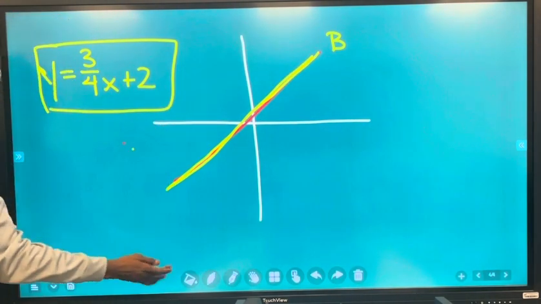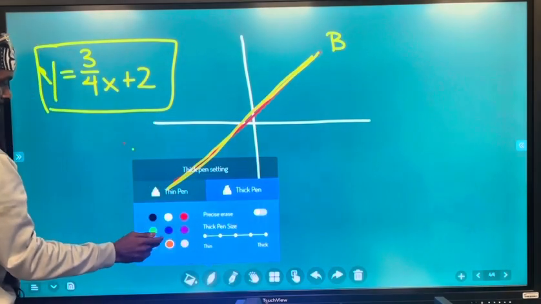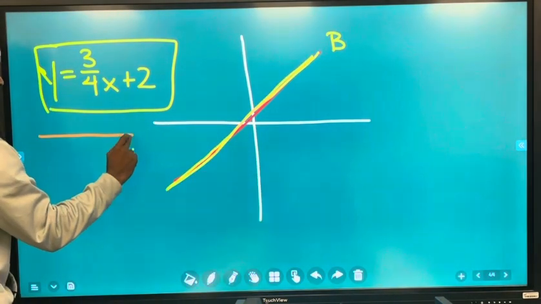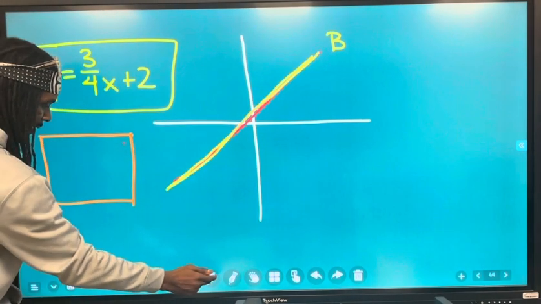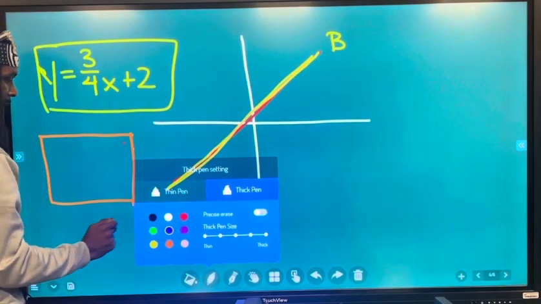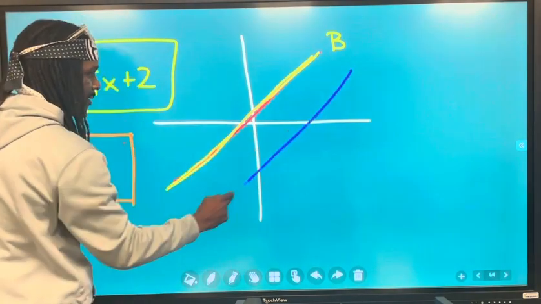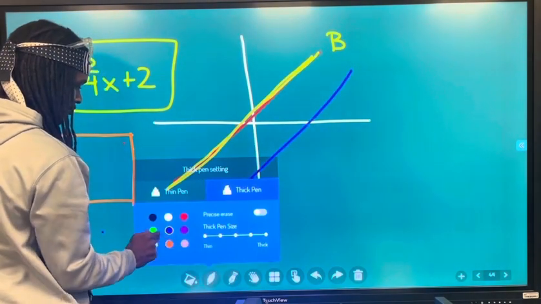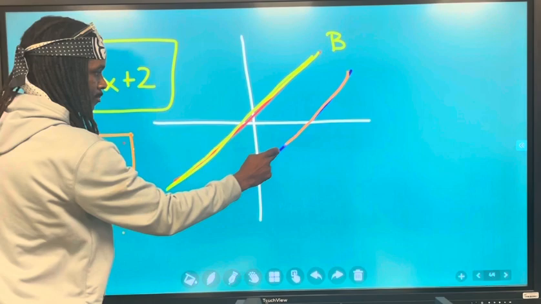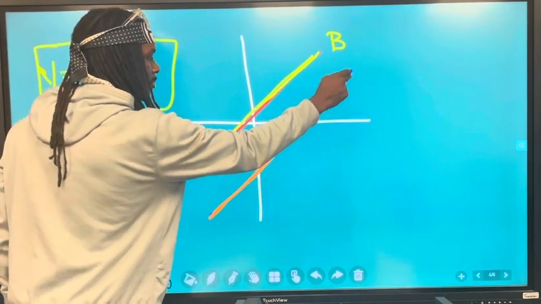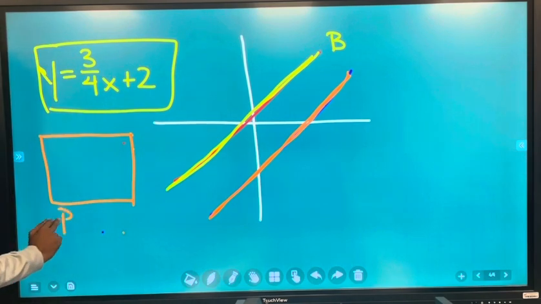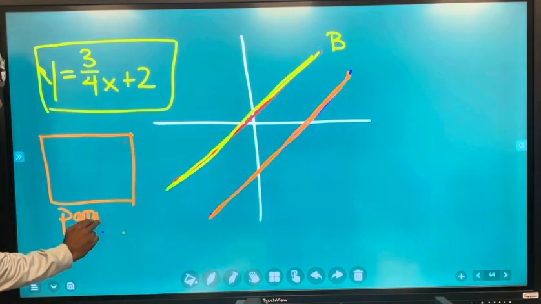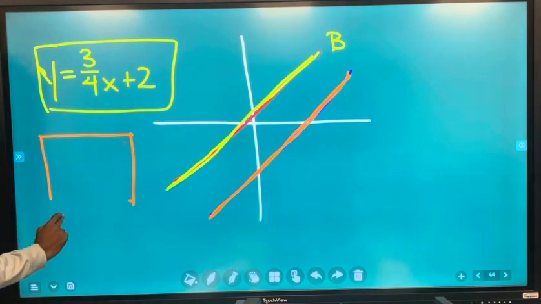What they're going to tell you now is to create an additional line that's parallel to this line, and we'll have to create an equation for it. Oh, I misspelled parallel.